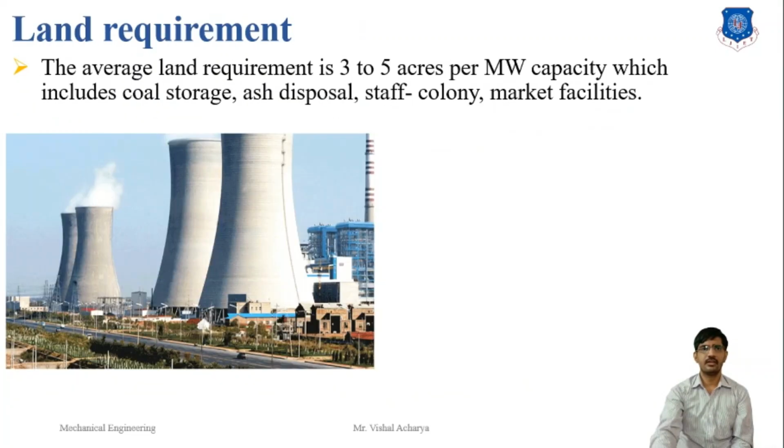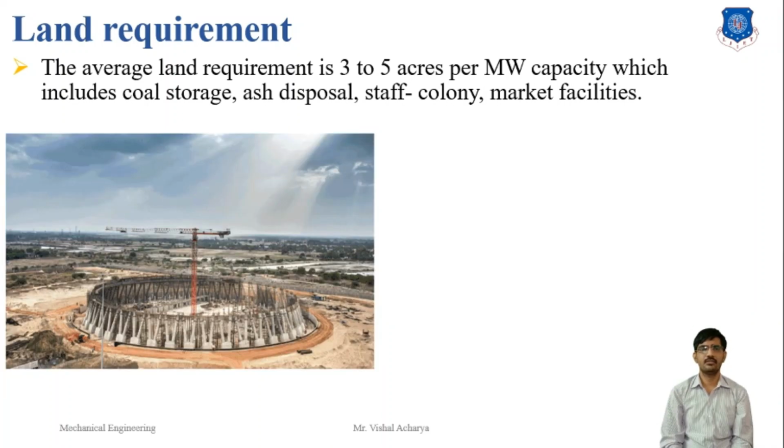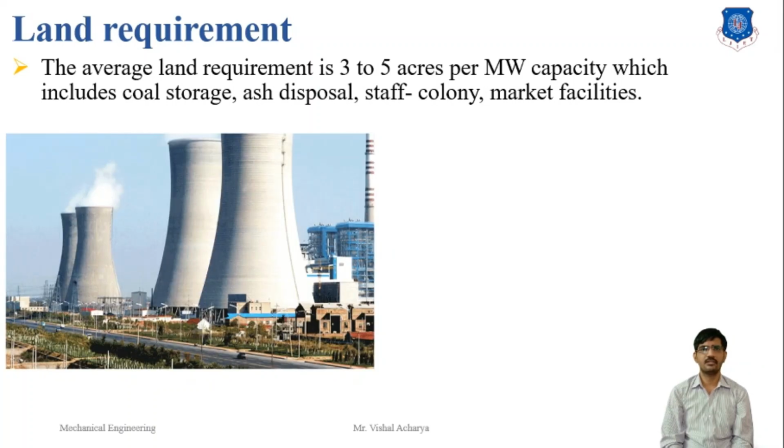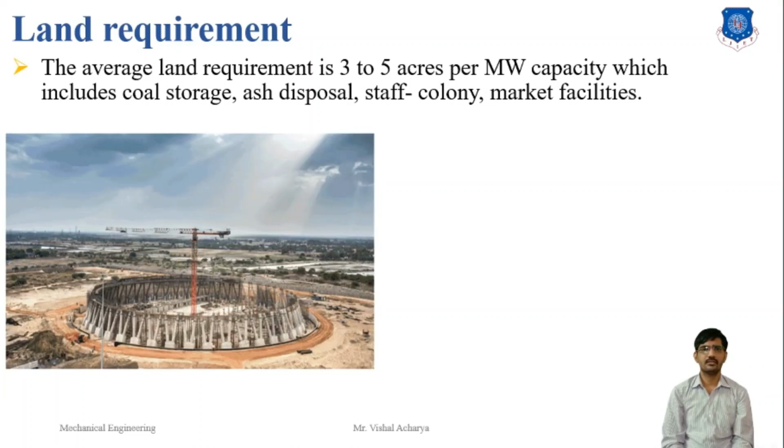Our next criterion is land requirement. The average land requirement is 3 to 5 acres per megawatt capacity, which includes coal storage, ash disposal, staff colony, and market facility. The land should be available at a lower price.